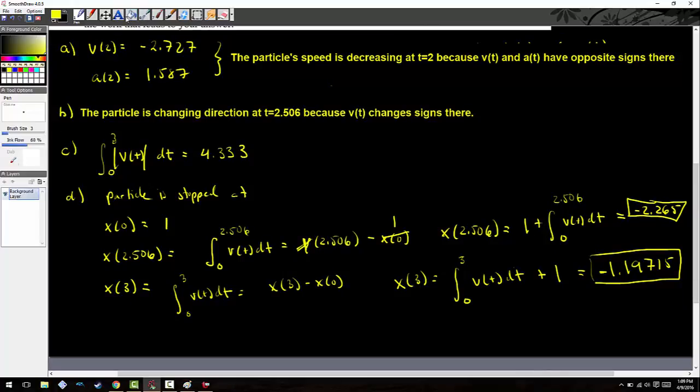So let's write that down. The particle is furthest. Whoa, am I not typing anything now? Here we go. The particle is furthest from the origin at t equals 2.506. And there you have it. That is the second FRQ. Stay tuned. I'll be back with the third one.